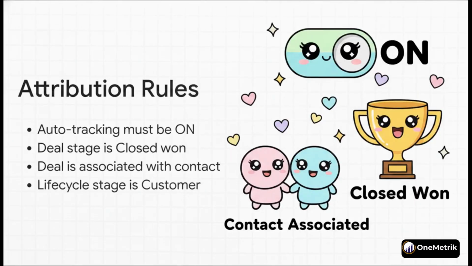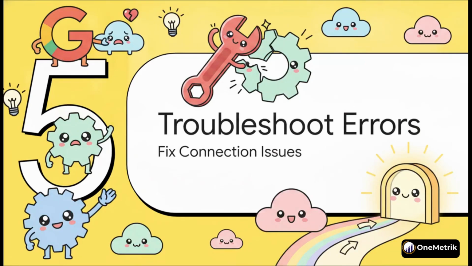For that deal to correctly show up in HubSpot and actually push back to Google, you have to follow some pretty strict attribution rules. First, that auto-tracking switch in your HubSpot ad settings, it has to be toggled on. The deal stage must explicitly be marked closed won. Also, the deal has to be directly associated with the specific contact record of the person who actually clicked the ad in the first place. And finally, and this one trips up so many people, the contact's lifecycle stage must be set to the default HubSpot customer stage. If you're out there using custom lifecycle stages for your buyers, it simply will not trigger the revenue attribution.